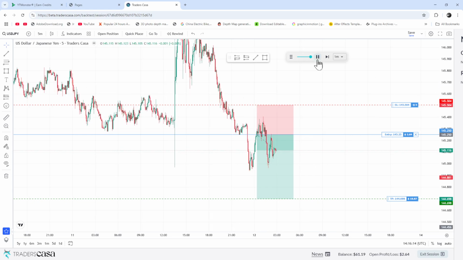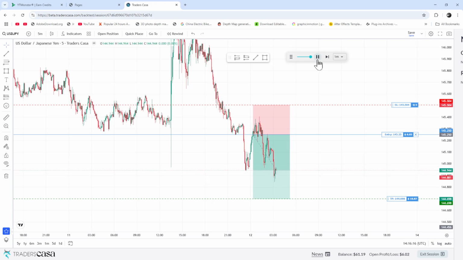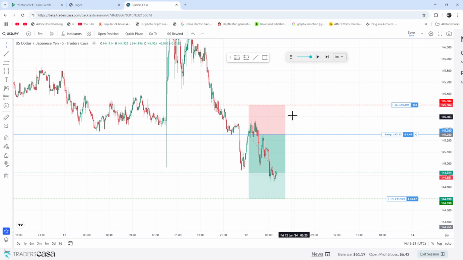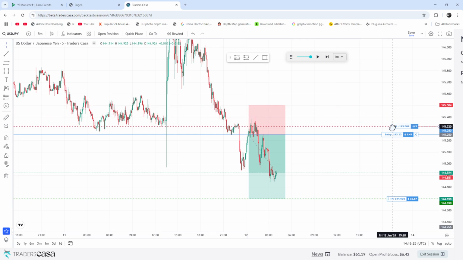So yeah, as you can see, it pushed down. So almost, I usually break even. If you don't understand this trade, you can drag it and put a break even. This is what you'll do in your real trade.